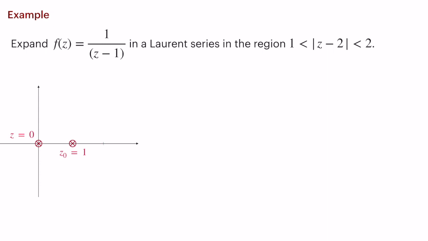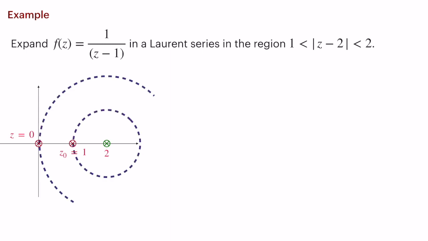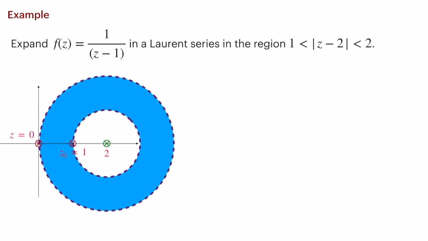So next we take a point at z is equal to 2. That is our z0, and that is where we want to have an expansion. So we draw the annular region with the radii 1 and 2. That means the first circle passes through z is equal to 1 and the second one passes through z is equal to 0.